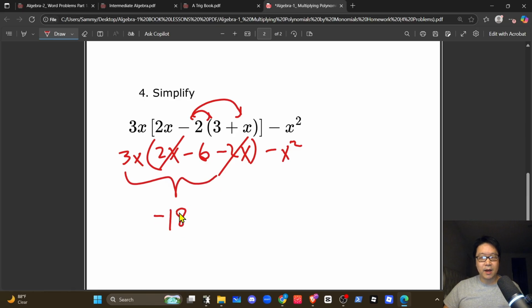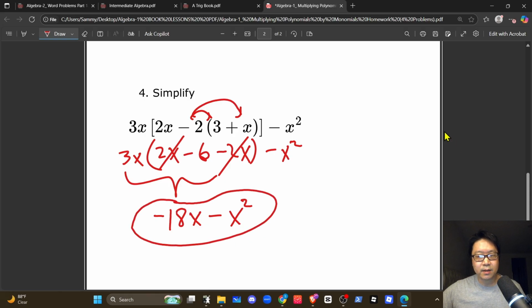It's going to be negative 18x. And then we still have this negative x squared. And it looks like that's it. It can't be simplified any further. So that's negative 18x minus x squared.